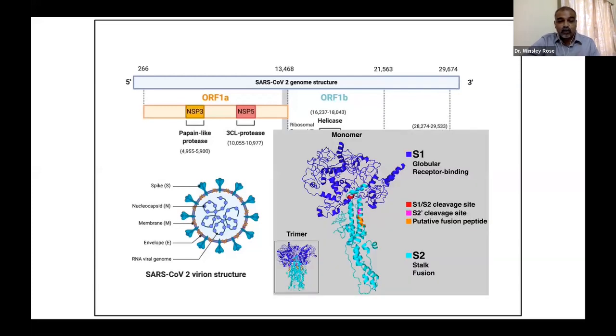The spike protein has two components, the S1 and the S2 component. The S1 component is the outer component which attaches to the host cell, and the receptor binding protein is actually present in the S1. The S2 is the stalk which attaches the S to the lipid bilayer of the SARS coronavirus.